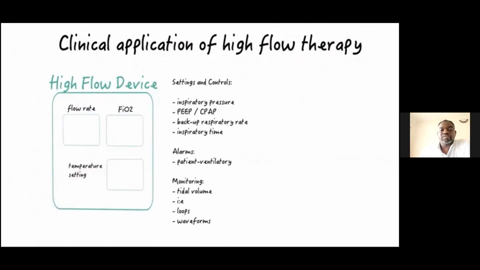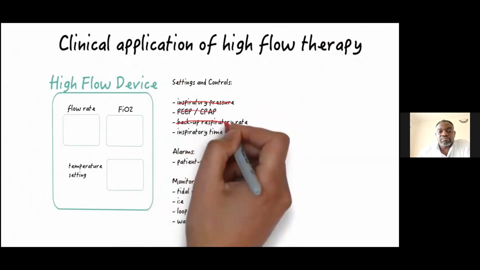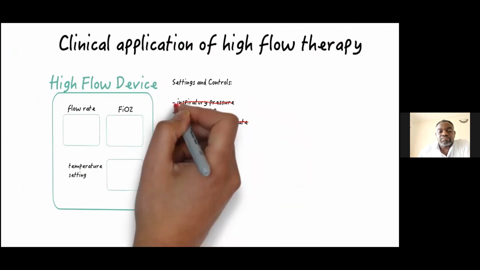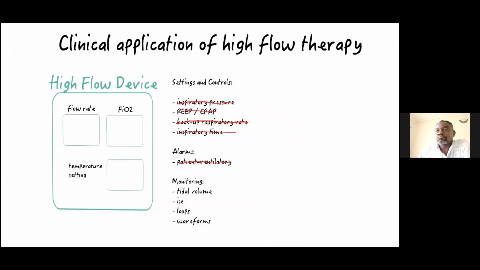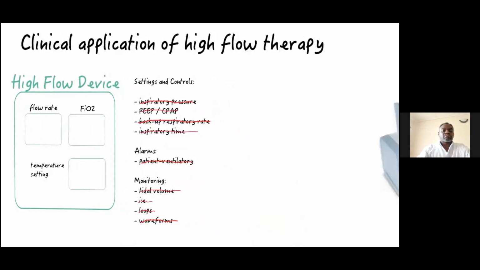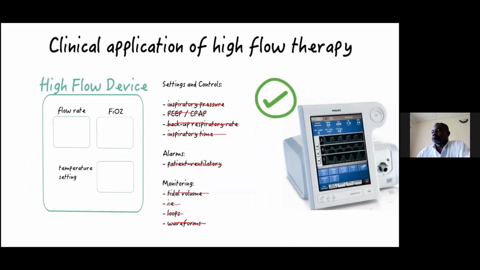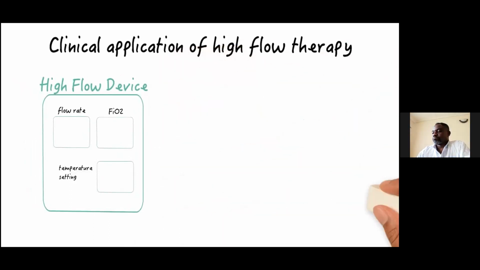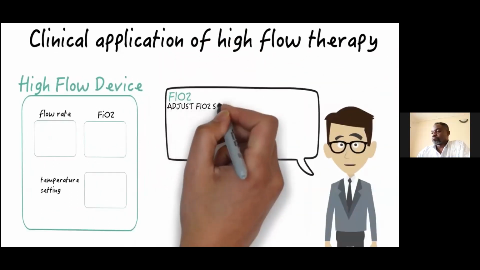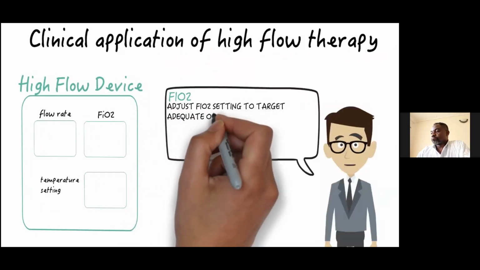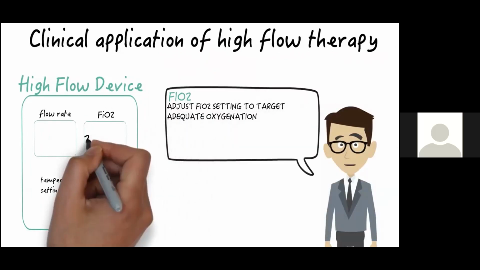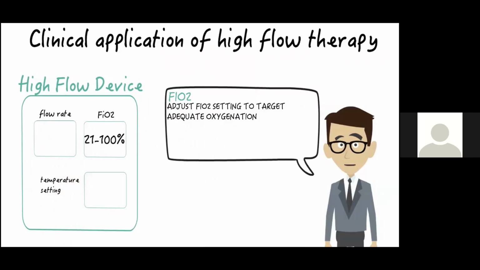In high flow therapy, for example, there is no inspiratory pressure setting, no PEEP or CPAP setting, no backup respiratory rate setting, no inspiratory time setting, no patient ventilatory alarms. You also cannot monitor the tidal volume, the IE ratio, and there are no loops or waveforms. You get the idea. NIV, on the other hand, can provide all of these. In fact, the only 2 main controls on high flow therapy are FiO2 and flow. This is typically adjusted to maintain adequate oxygenation. The FiO2 can be set from a level of 21% to a level of 100%.